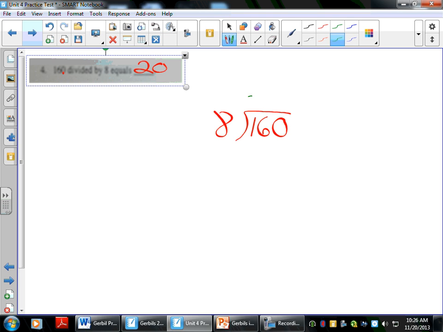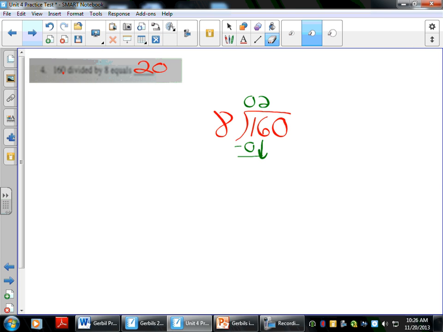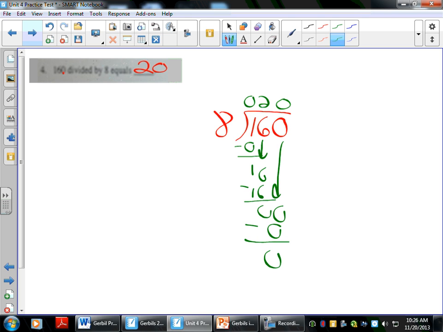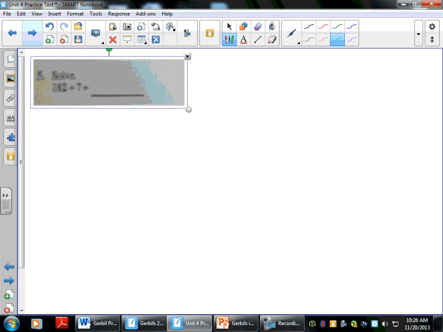8 goes into 1, 0 times. 8 times 0 is 0. We subtract, got a 1. We bring down the 6. How many times can 8 go into 16? 8 goes into 16 2 times. 8 times 2 equals 16. Subtract. I apologize here. 8 times 2 equals 16. We subtract, we get 0. Bring down the 0. How many times can 8 go into 0? 0 times. 8 times 0 equals 0. Answer is 20.